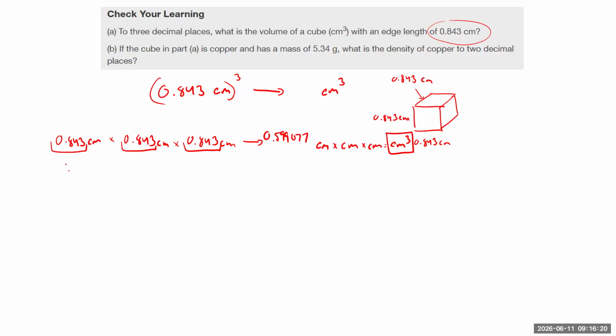0.599077, right? How many numbers are we supposed to report? Well, we have 3 sig figs here, 3 sig figs here, and 3 sig figs here. Sorry, this is part A also. So this is going to be 3 sig figs. We cut it off here. So it's going to be 0.599 times 10 to the, oh, sorry.